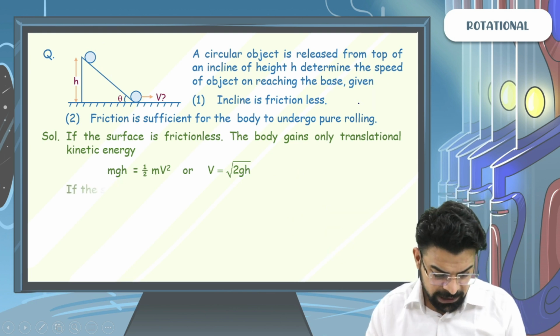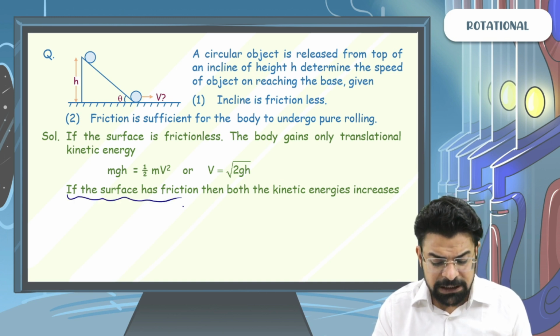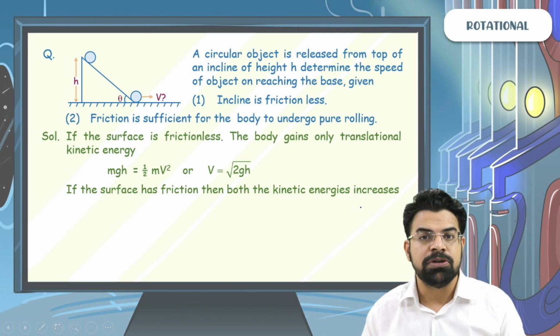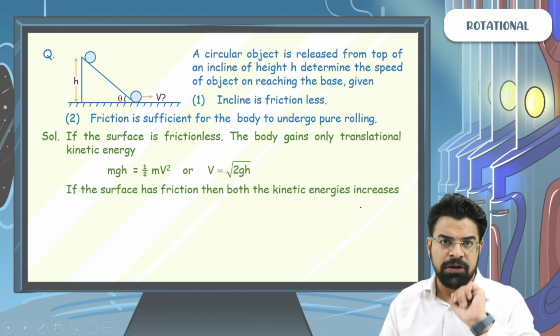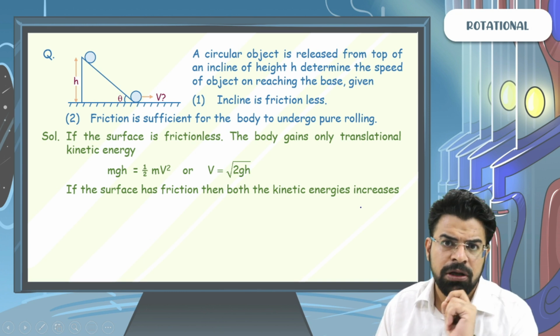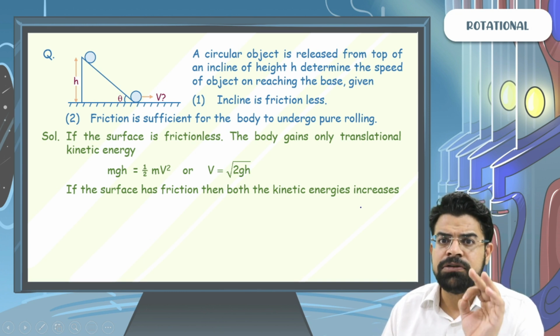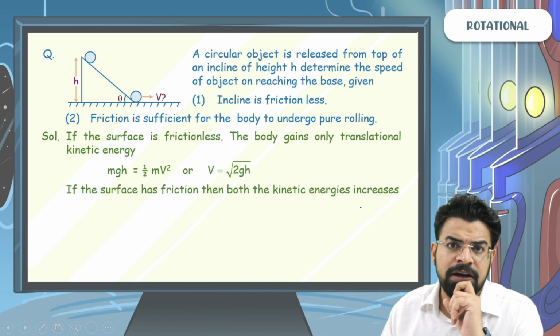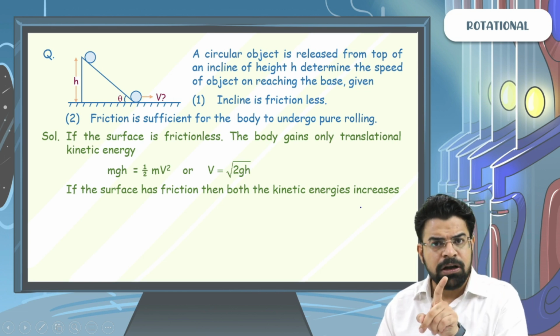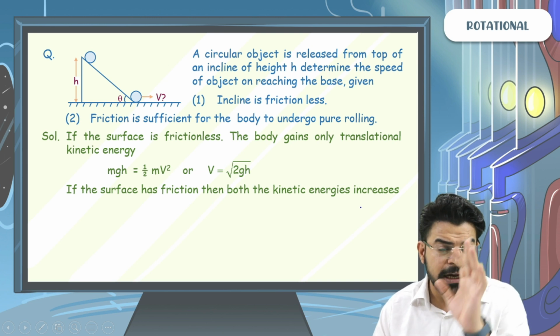So the second case, if the surface has friction, then both the kinetic energy increases. Sir, which both? Translational as well as rotational. Now again you can use the concept of work energy. You will say work done by all the forces equals change in kinetic energy. Work done by gravity plus work done by normal plus work done by friction equals change in kinetic energy.